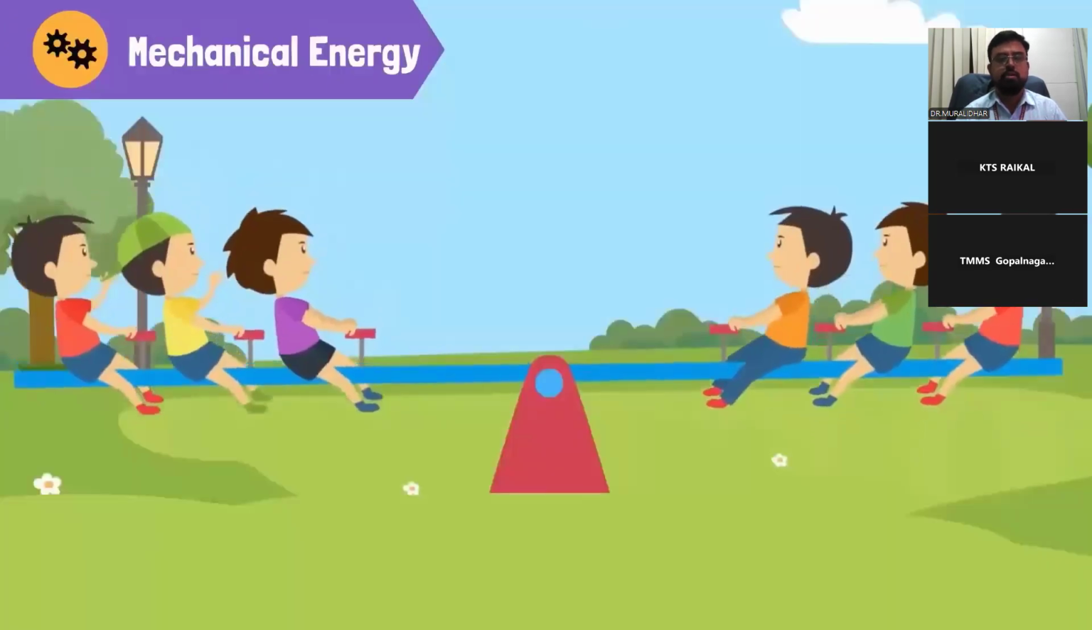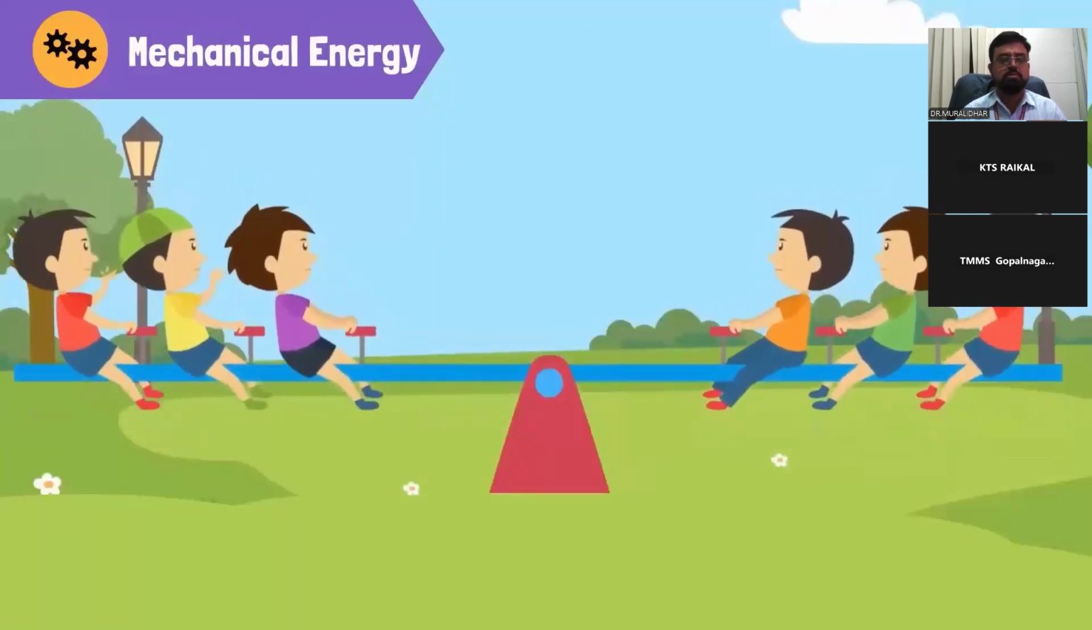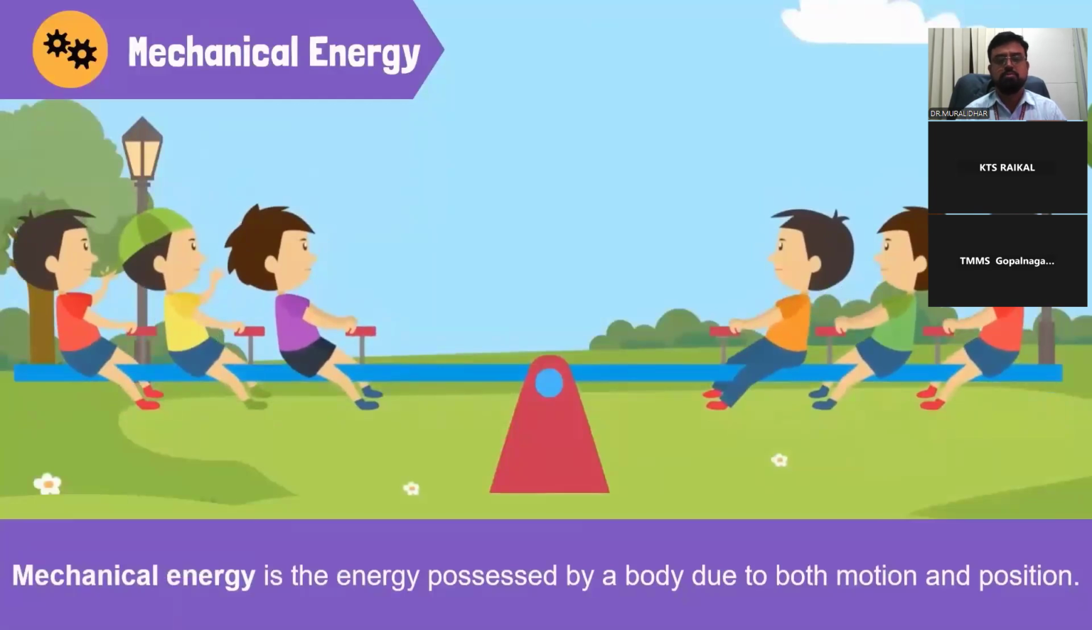The kids are playing on the swings. How does the swing move? Mechanical. The swing moves using mechanical energy. Mechanical energy is the energy possessed by a body due to both motion and position. This kinetic and potential energy together is called mechanical energy.